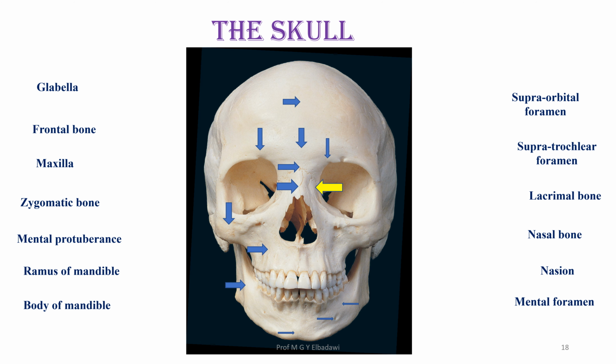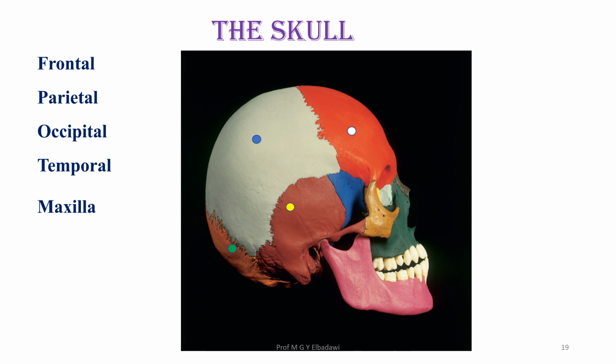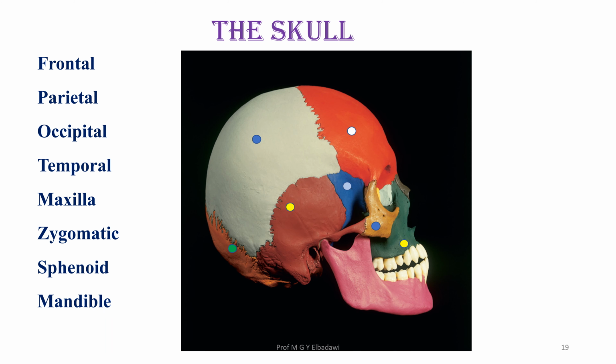The mental foramen is this one here. If you are looking from the lateral side, that is the frontal bone, that is the parietal bone, that is the occipital bone, that is the temporal bone, that is the maxilla, the zygomatic bone, the sphenoid bone, and the mandible. These are the things you can see from the lateral side. The details of some of these bones will be taken in the separate bones.